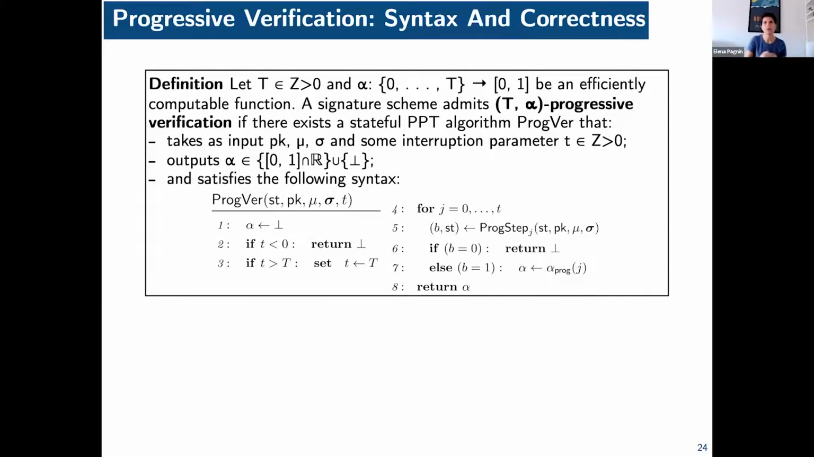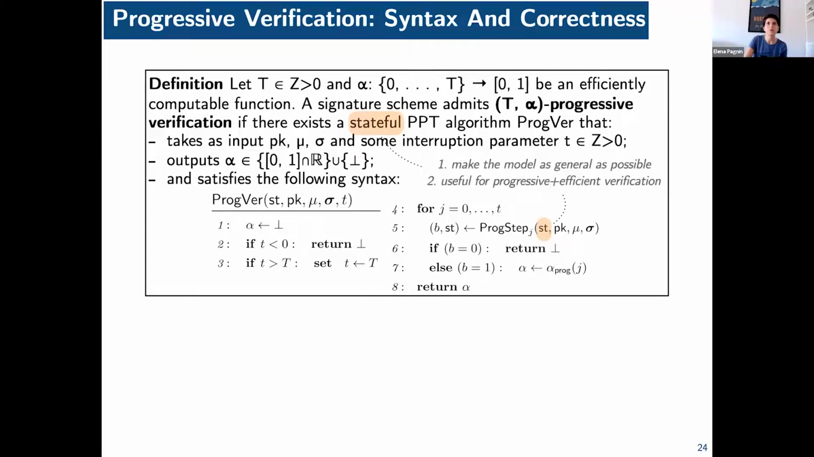And then for j that goes from 0 to all the steps you allow me to do. So t is this interruption parameter, you can think about it. I will run my progressive verification step of level 1, 2, 3, 4, up to t. And if the progressive verification step returns 0, then I say the signature is wrong. Otherwise, I'm upgrading my confidence to a higher level of confidence.